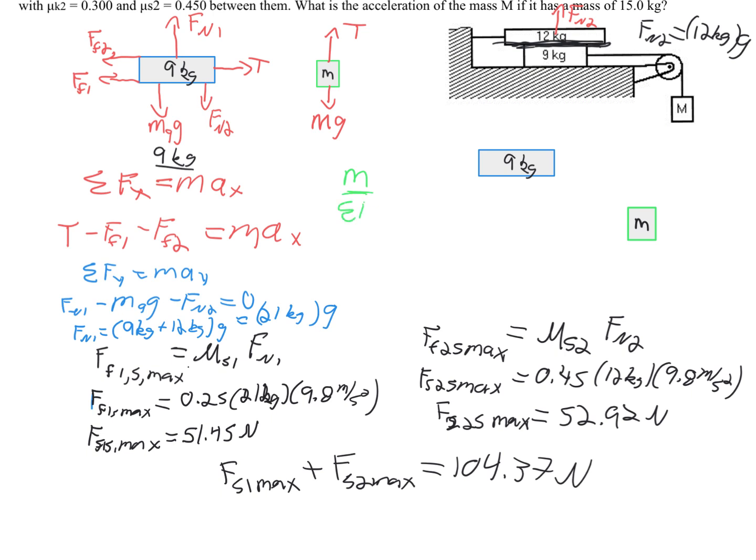Now, if we look at the smaller box, just block M, and we do sum of the forces on it equals MA, we would have the tension minus the weight. And so if it were pulling at its hardest and not accelerating at all, our tension would just be equal to that weight. And so at the max, the tension would just be equal to 15 kilograms multiplied by 9.8 meters per second squared, or 147 newtons.